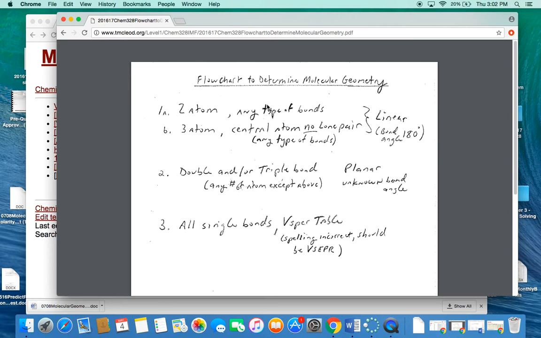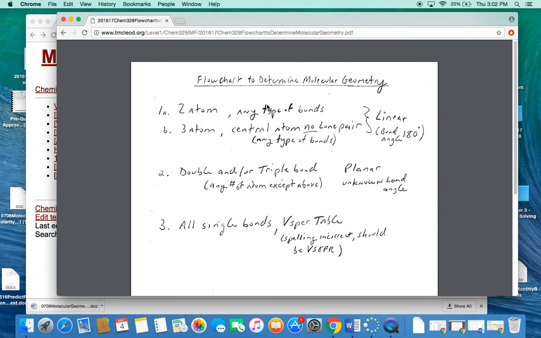If you have three atoms and the central atom does have lone pairs, then those lone pairs are a big negative thing. And that big negative thing affects the outside atoms, which are also negative things. Since the lone pair is a bigger negative thing, it pushes the outside atoms closer together, so therefore it's no longer linear. What is it? Well, we'll get to that later.